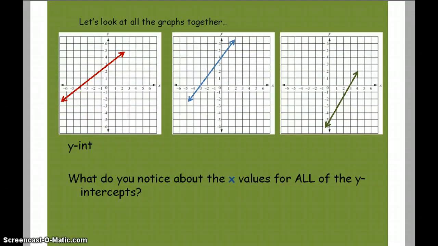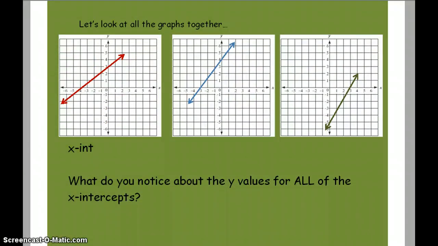Okay, now let's look at all of these graphs together. So the y-intercept in the first one is the point (0, 3). The y-intercept with the blue is the point (0, 4). And the last y-intercept is the point (0, -5). What do you notice about the x values for all of these y-intercepts? That's right, the x value is 0. So whenever I want to find the y-intercept, I know that x must be 0.